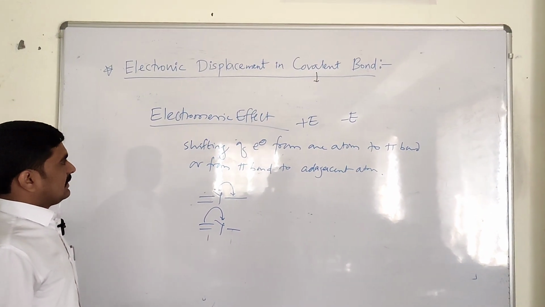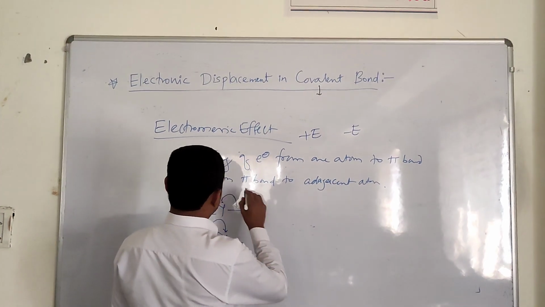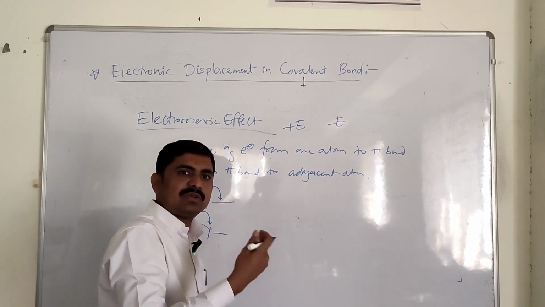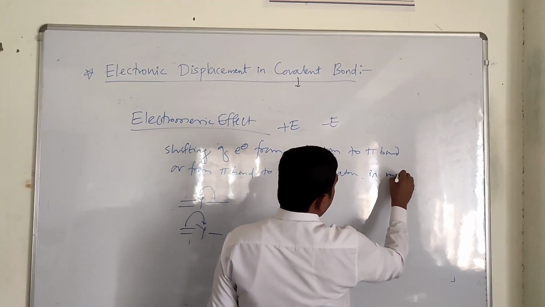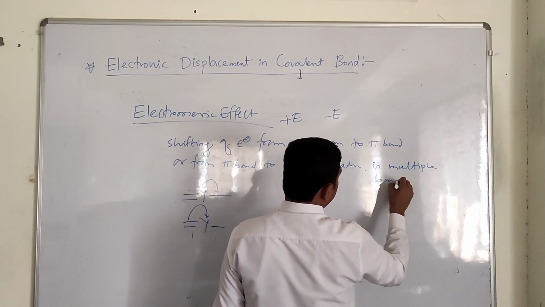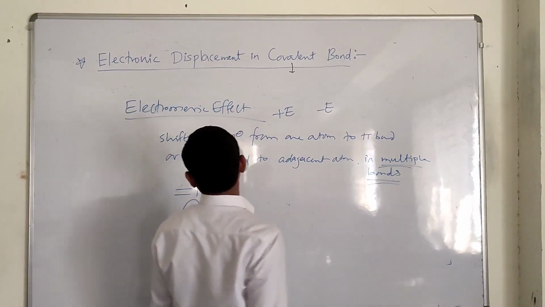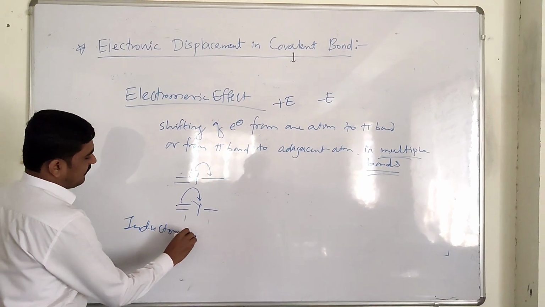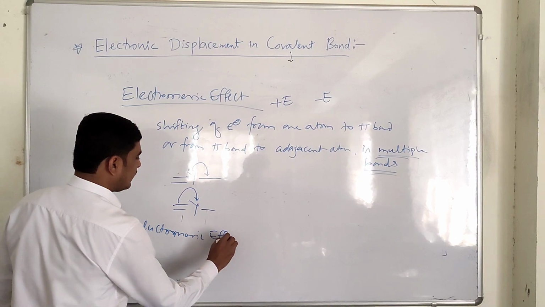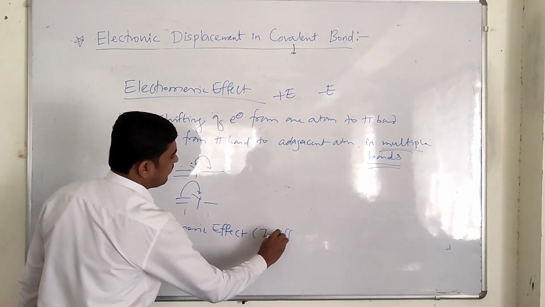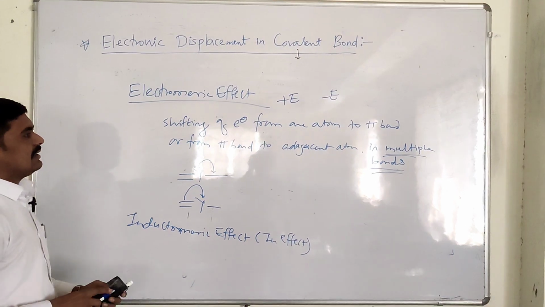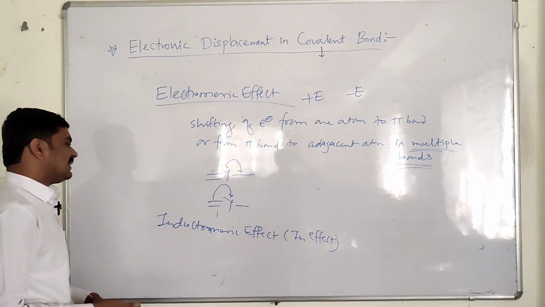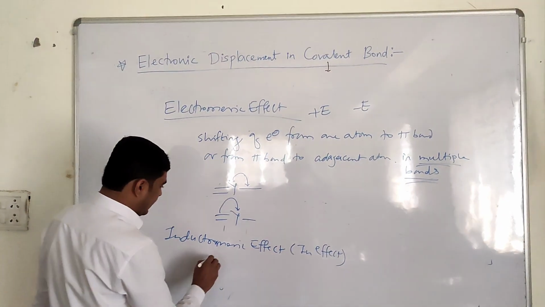This effect is actually observed in multiple bonds: shifting of electrons from an atom to a pi bond, or from a pi bond to an adjacent atom, or from one bond to another bond in multiple bonds. Whereas the inductomeric effect, the last effect, is called the IN effect. It is the same as the electromeric effect, but the main difference is that this takes place in the single bond, the sigma bond.